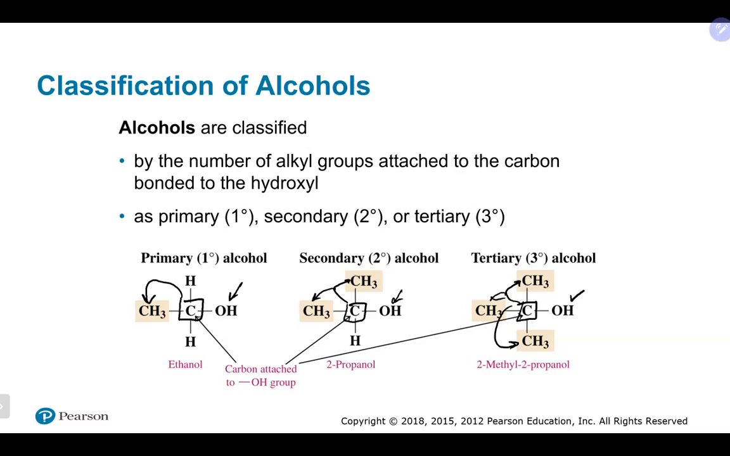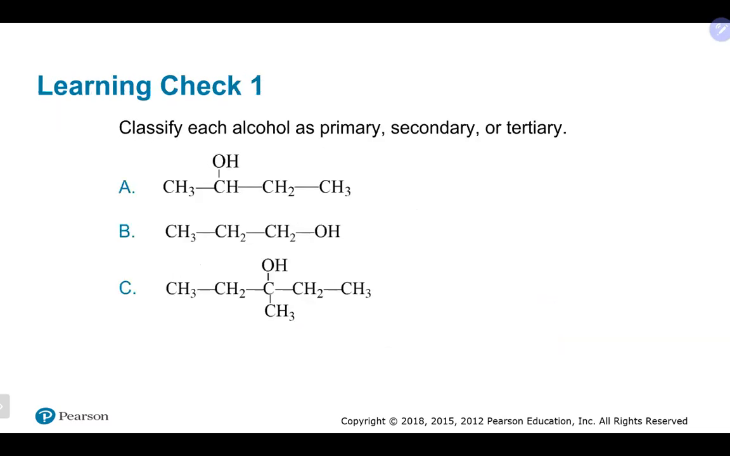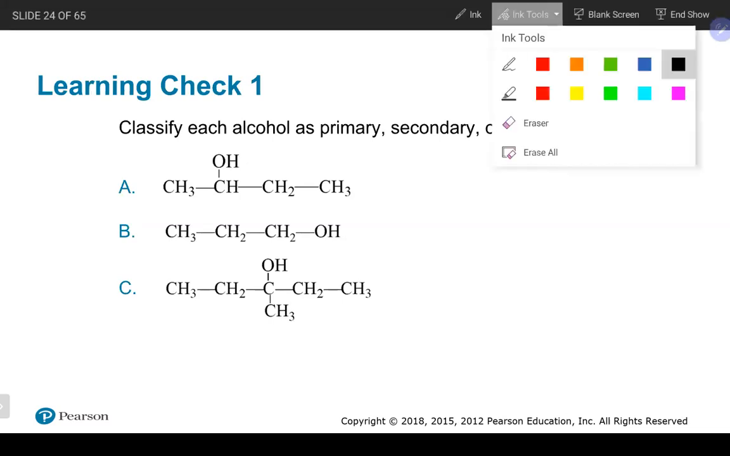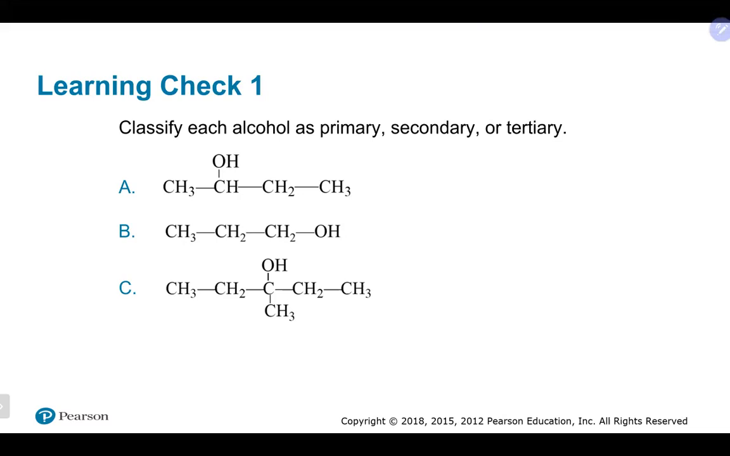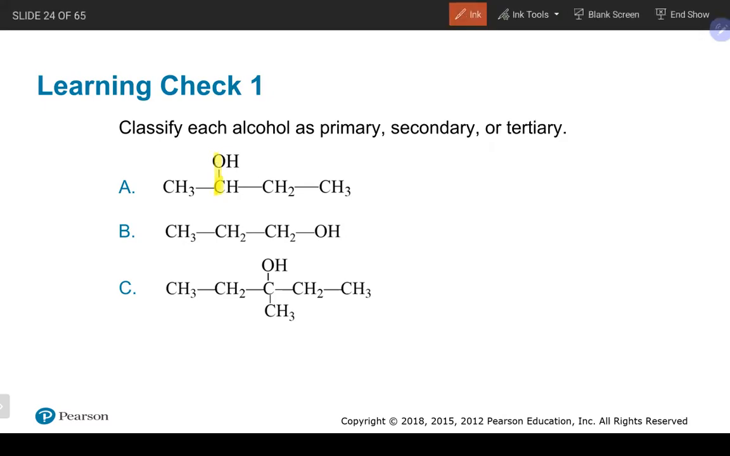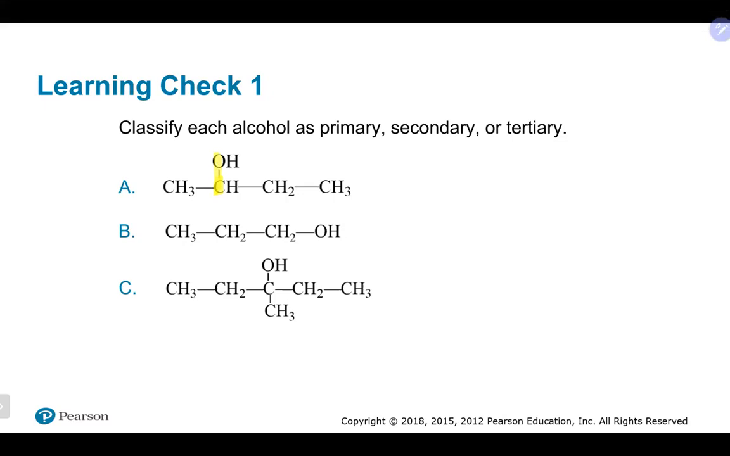have different reactions that take place, which we'll talk about or have talked about. So if we look at this one here to go through it, we have the carbon that has the OH attached. At this point, we're looking to see how many carbons are directly attached to that one. So directly attached to this one is 1 carbon and 2 carbons, which would make this a secondary alcohol.